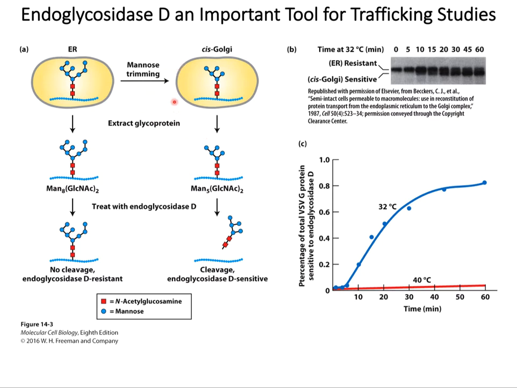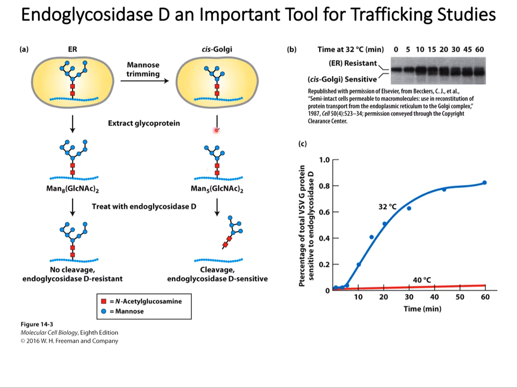And our second hypothesis is that the glycans on the proteins are going to be trimmed as it moves through the Golgi stacks and will become sensitive to endo-D. So this hypothesis is illustrated right here on the left. As you can see from the left panel of the figure A, the protein is misfolded, it is retained in the ER, and the Golgi-specific trimming of the glycans does not happen here.